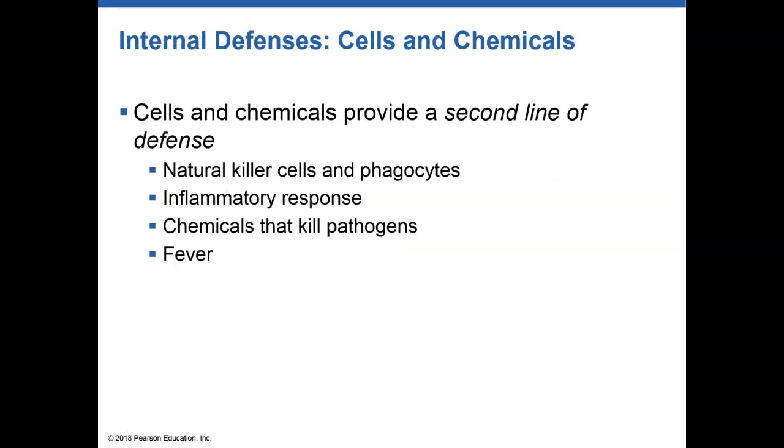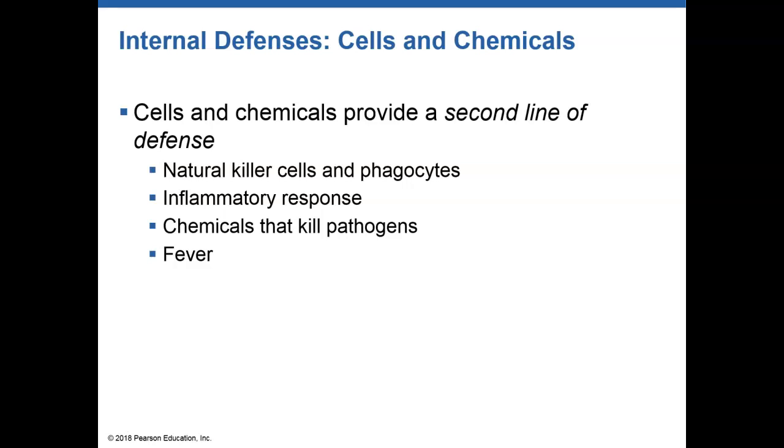Our second line of defense: if the pathogen gets through the primary line of defense, then the second line of defense is going to immediately respond. The second line of defense includes natural killer cells. Natural killer cells are a type of lymphocyte, but they are a nonspecific defender. We have phagocytes.